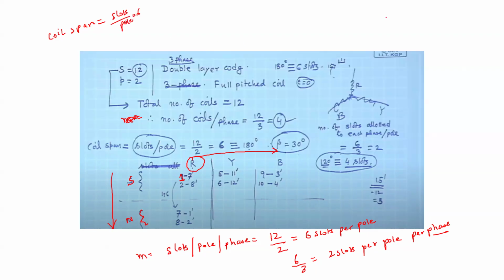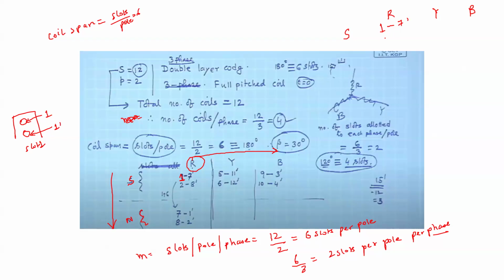So I am drawing it fresh here. When we are starting from 1, where do we have to end? 1 plus 6, 7 dash. Why the term 7 dash? Because in double layer winding, in one slot you can place two ends of the coils. The topmost part is denoted by, suppose, 1, and the bottom part for slot 1 is denoted by 1 dash. So 1 dash indicates the bottom end.